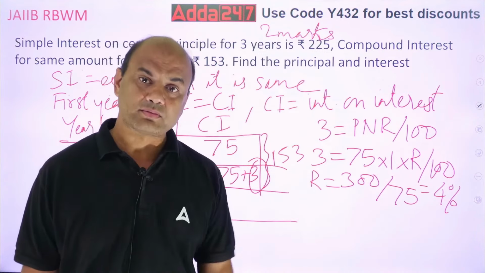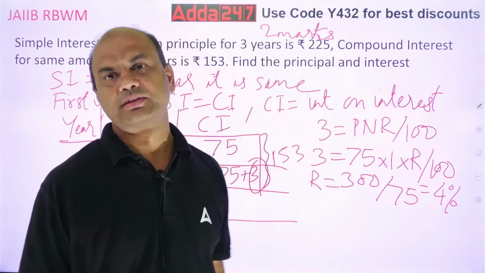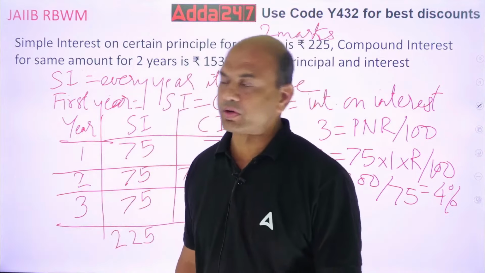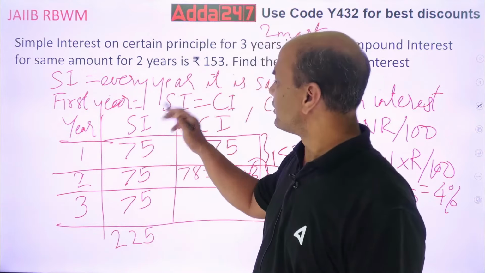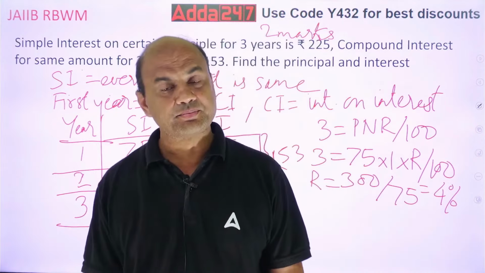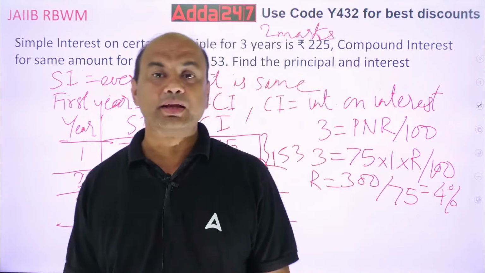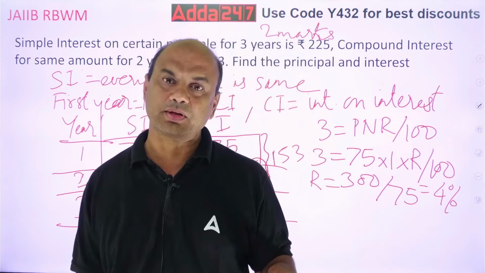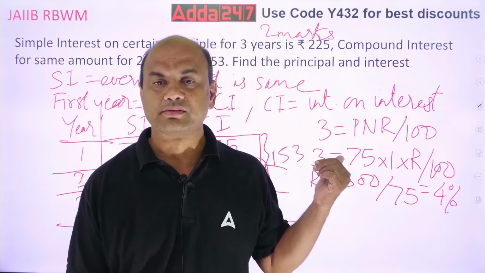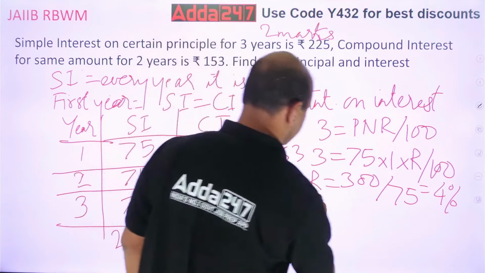What about P now? You want two answers, principal and interest. How to find out P then? For finding out P, you have to use the same formula again. But this time interest equals PNR upon 100. Use the same formula, but this time use interest as 75 rupees. Now you look at it.